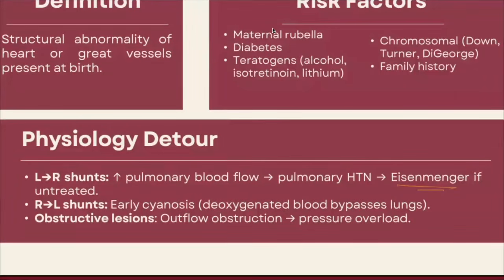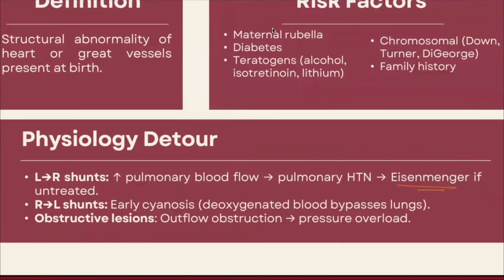Versus a right to left shunt. So this is from the right side of the heart to the left side. Blood is moving with more force into the left side from the right side. So that means deoxygenated blood. This is something that's going to present with cyanosis, right? And then there's obstructive changes in the heart, and these are just things that are preventing overall flow of the blood and also increasing the pressure in the heart.